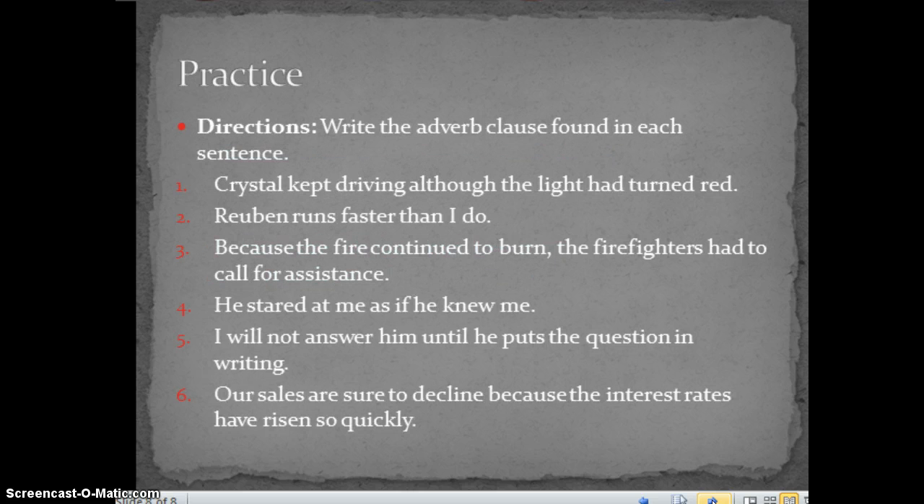For your practice, all you need to do is write down the adverb clause that is found in each sentence.